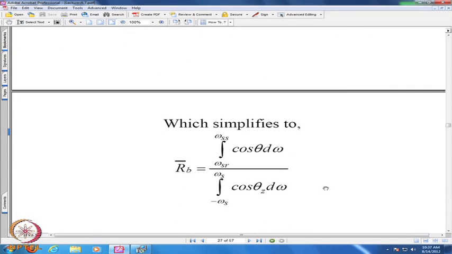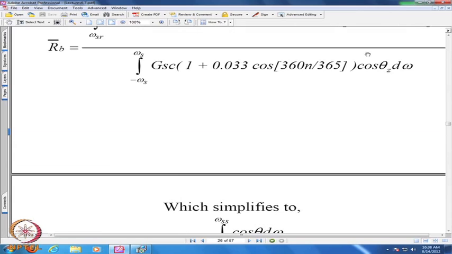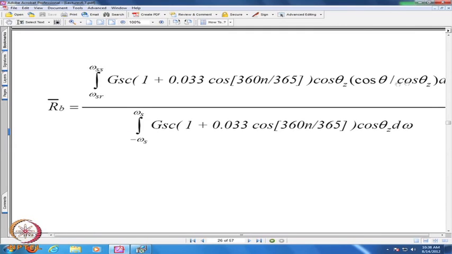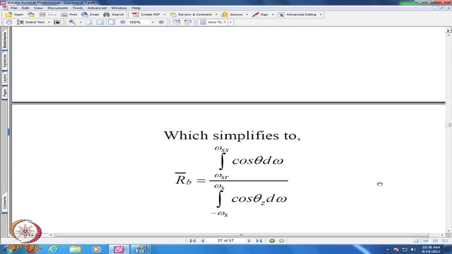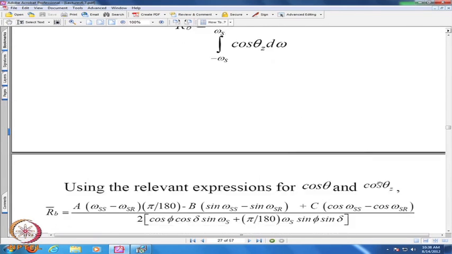It simplifies, surprisingly, to the integral of cos theta d omega by the integral of cos theta z d omega, integrated of course from apparent sunrise to apparent sunset. This is surprising, whereas R b is cos theta by cos theta z, R b bar is integral cos theta by integral cos theta z. That is not perfectly valid mathematics, but it turned out to be so because of the relation between G0n and cos theta z, where this cos theta z gets cancelled. Consequently, it looks as if the numerator and denominator are separately integrated to get the integrated value of the function. But this is a very simple thing.